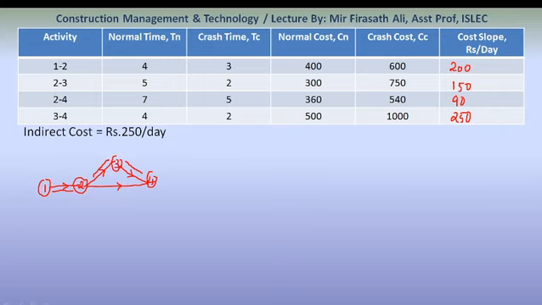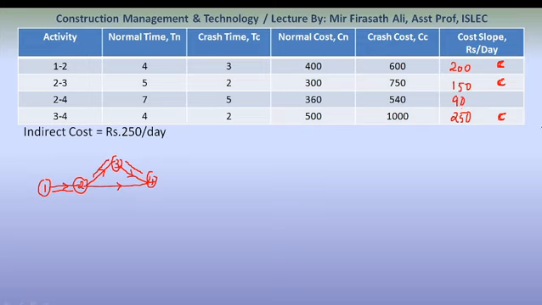Which is our critical path? 1 to 2 is critical. The next 2 to 3 is critical. 3 to 4 is critical. Now step 2, that is nothing but crashing of activities. Earlier I said that we should start crashing the activity whose cost slope is minimum. That is why we selected 2 to 4 whose cost slope is 90, but the correction is that we should start crashing activities whose cost slope is minimum on the critical path.